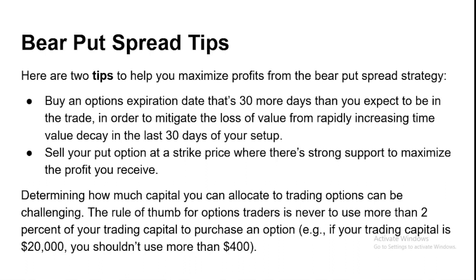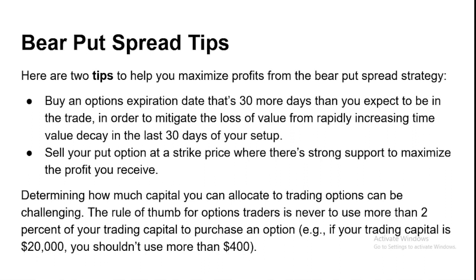So bear put spread tips. Here are 2 tips to help you maximize profit from the bear put spread strategy. Buy an options expiration date that's 30 more days than you expect to be in the trade, in order to mitigate the loss of value from rapidly increasing time value decay in the last 30 days of your setup. Sell your put option at a strike price where there is strong support to maximize the profit you receive.